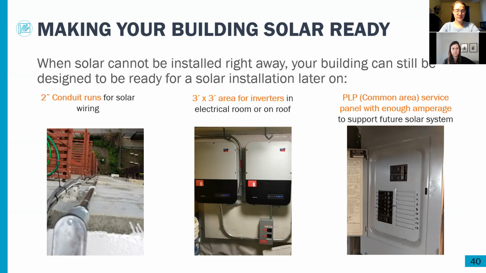It's also good to have a 3-foot square area for inverters in the electrical room, or sometimes they can be put on the side of a bulkhead on the roof. But it's usually better if it can be done with all of the other electrical equipment. And make sure the common area service panel has enough amperage to support a future system. It would be a shame to build a new building and new electrical equipment and then have to replace it immediately with a higher capacity service panel to accommodate the solar. So it's important to take that into account.